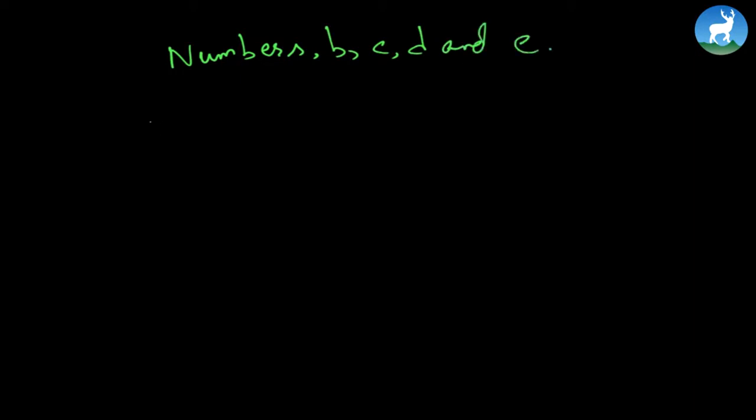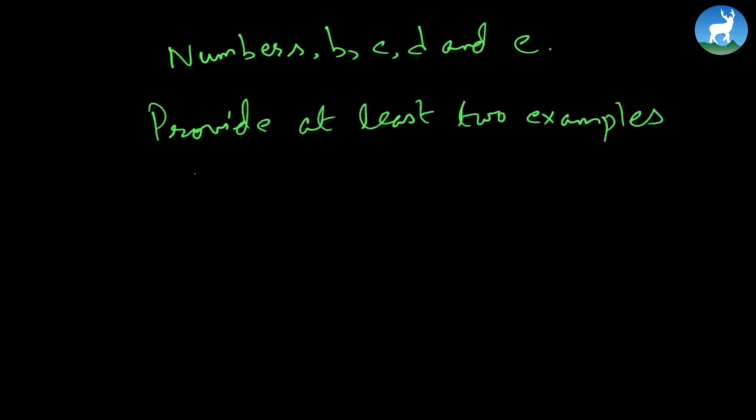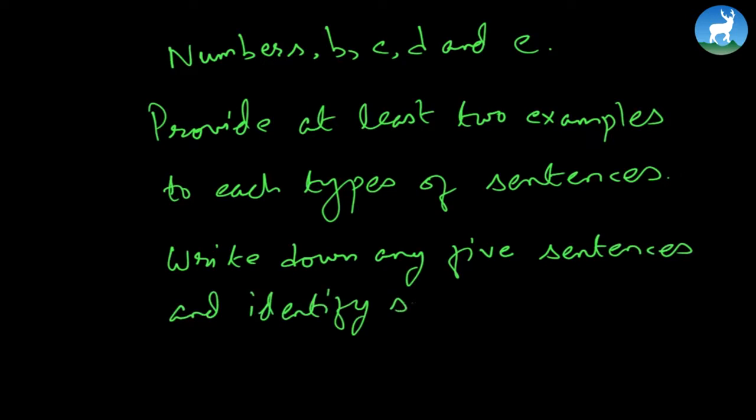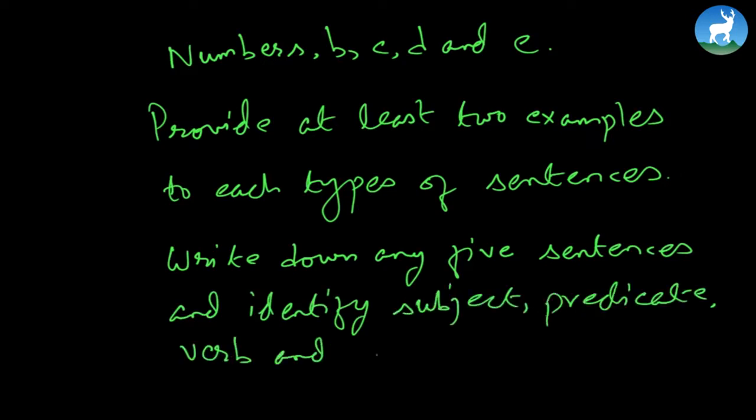Also make sure to provide at least 2 examples for each type of sentence. And also write down 5 sentences and identify the subject, predicate, verb, and object.